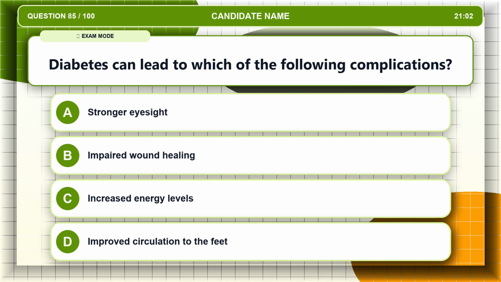Question 85. Diabetes can lead to which of the following complications? Option A, stronger eyesight. Option B, impaired wound healing. Option C, increased energy levels. Option D, improved circulation to the feet.